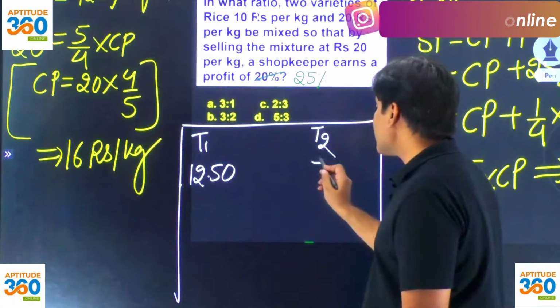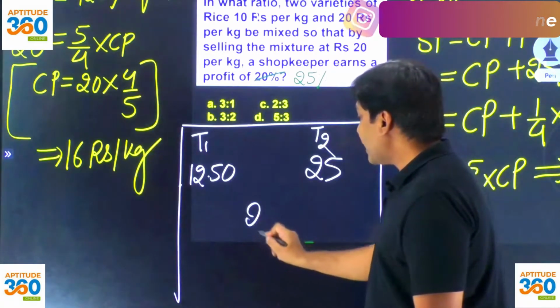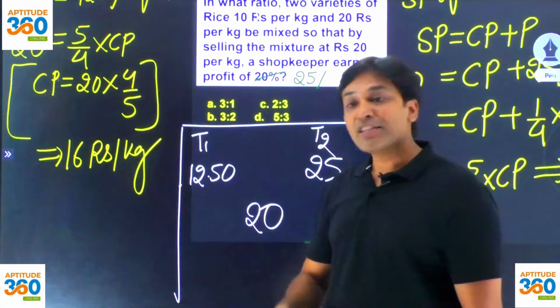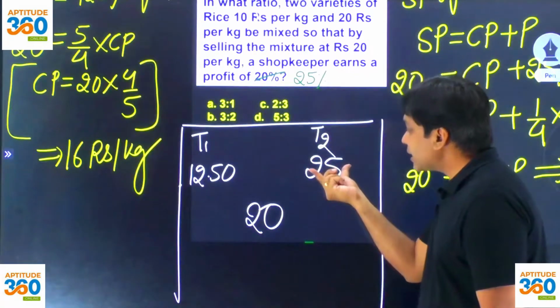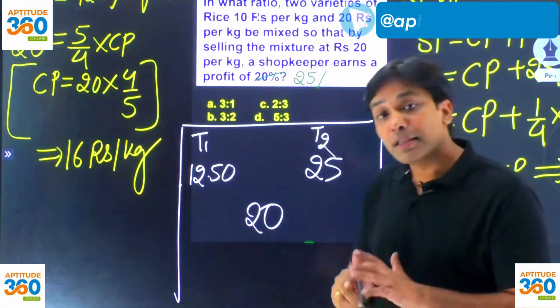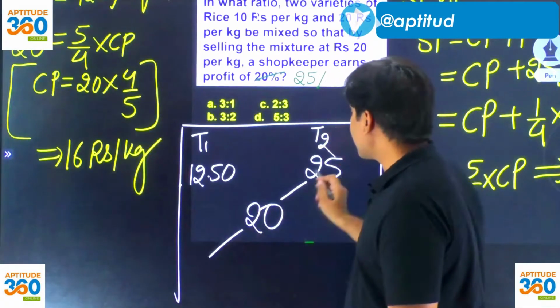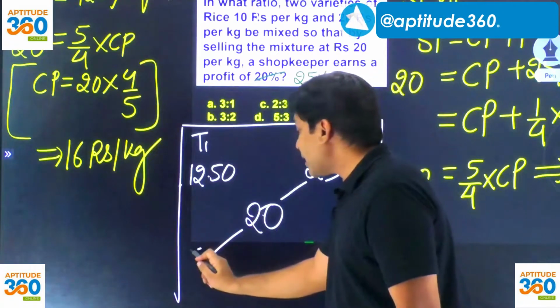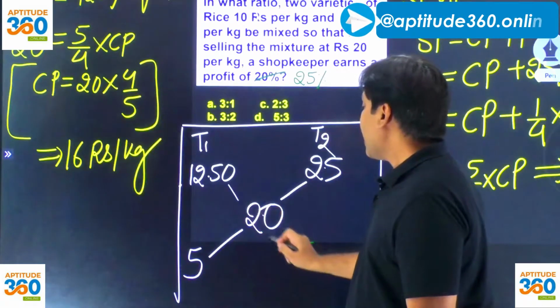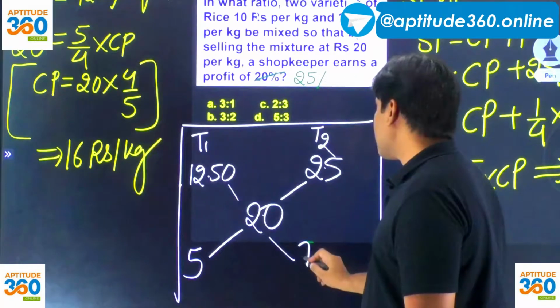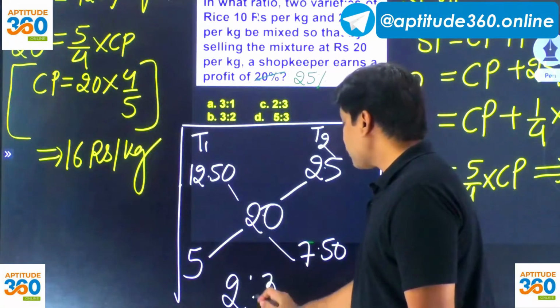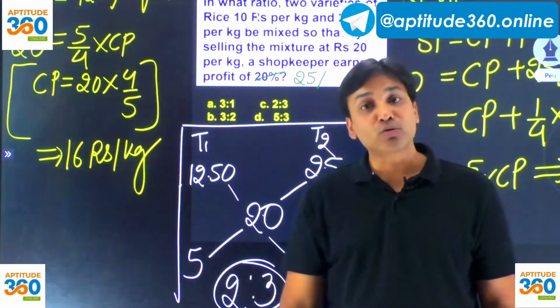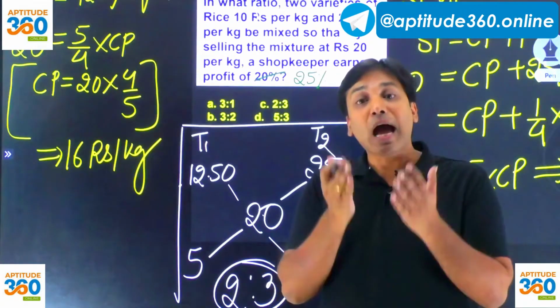This is coming out as 25. Now you can write selling price of mixture as 20. So this is selling price of variety 1, selling price of variety 2, and this is selling price of the mixture. So in what ratio we should be mixing them? 25 minus this is coming out as 5, and this one is coming out as what? 7.50. If you simplify this again, don't you think we are again going to get 2 is to 3 again? So that problem is absolutely simple.